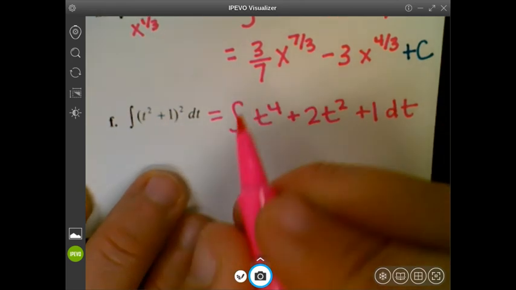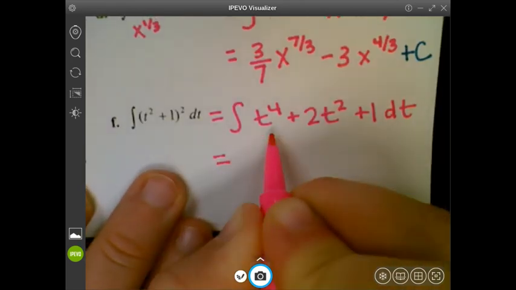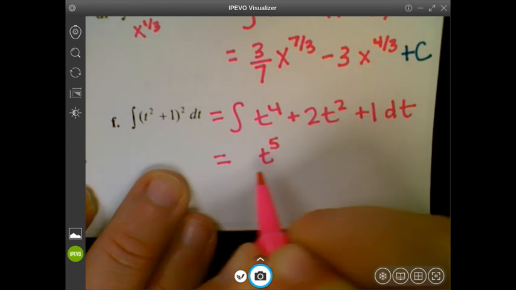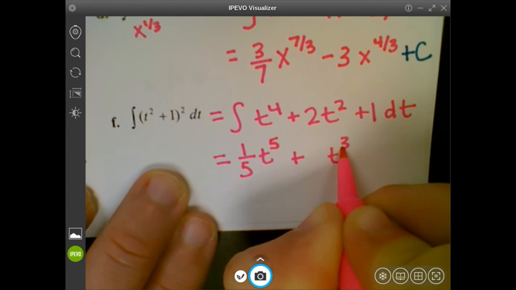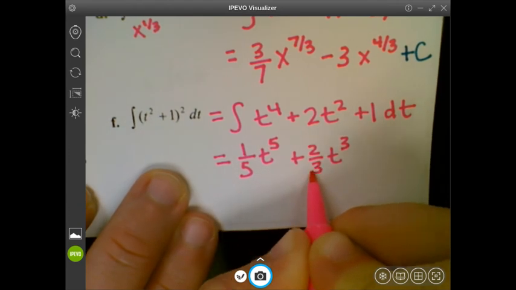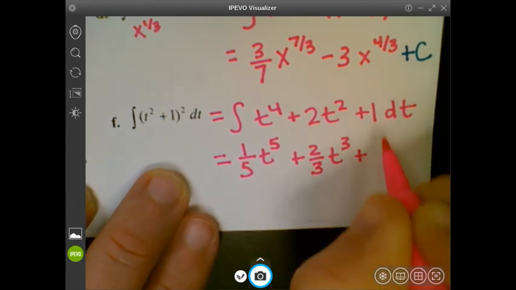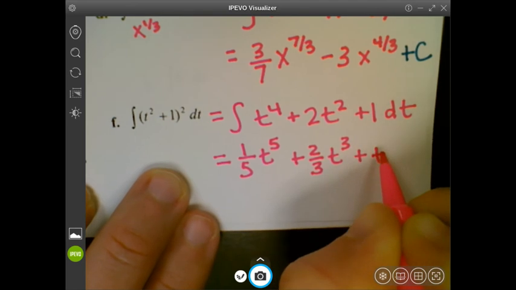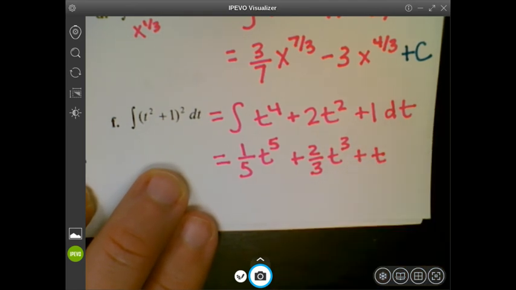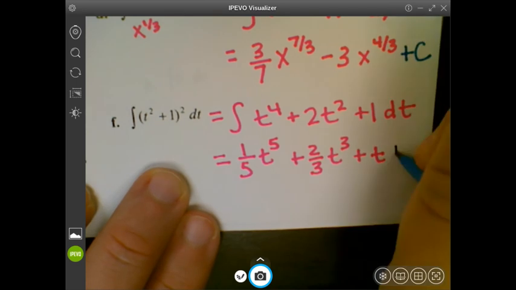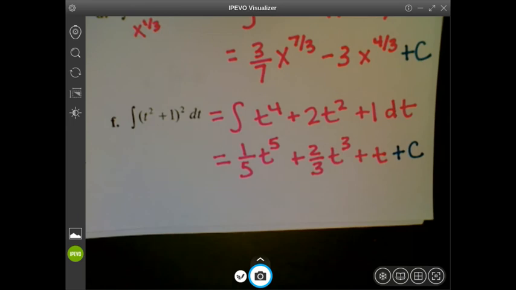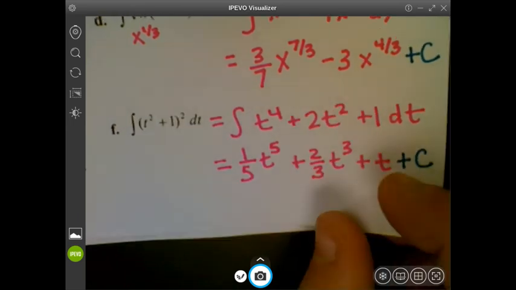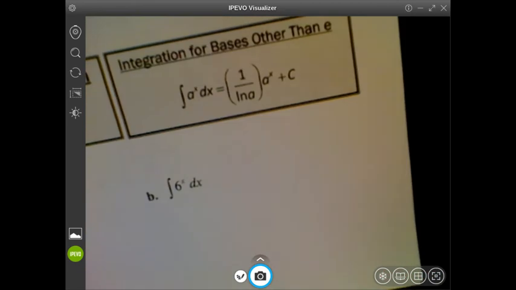And once you multiply that out, this integral is actually not that bad. So add to the power, divide by the power. So that'll be a 1/5. Add to the power, divide by the power. So it'll be 2 over 3. And then add to the power. Well, if it's just a constant, that's when we add the variable and divide. It'd be 1 divided by 1, so just 1. And you still have a plus C. All right, so that's kind of integration for some polynomials.